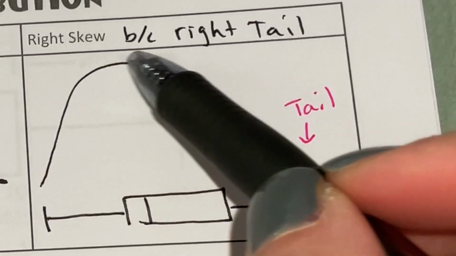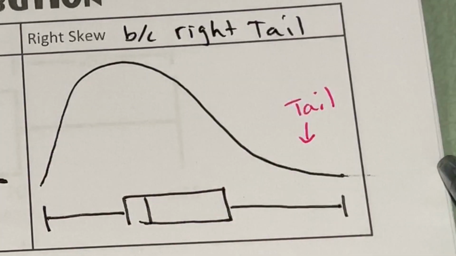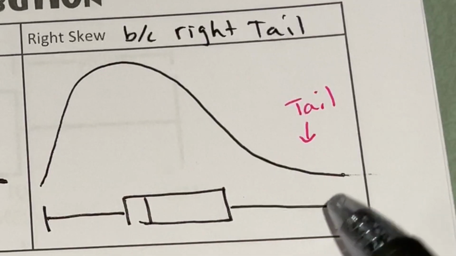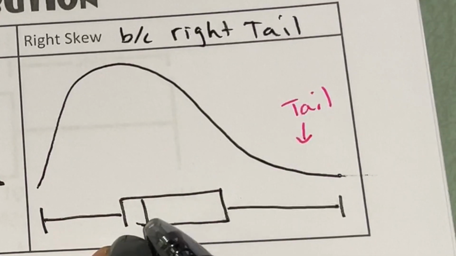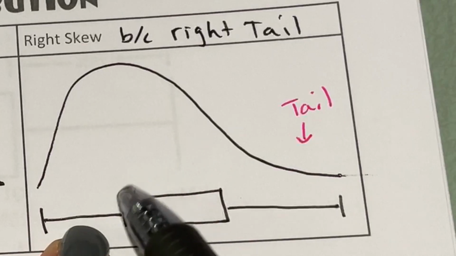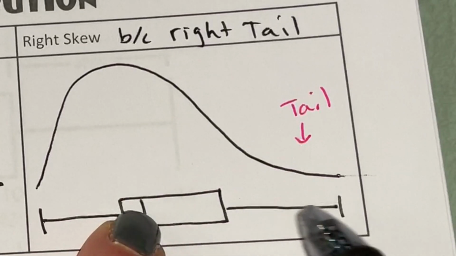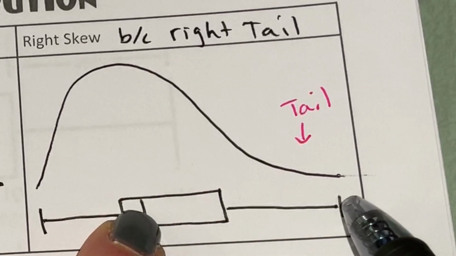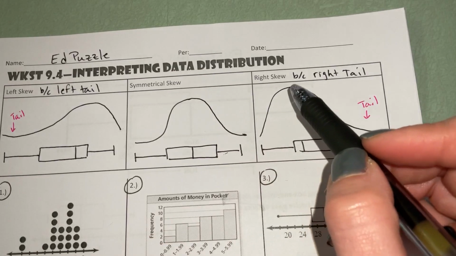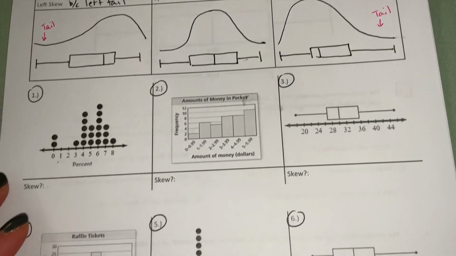So you have a big hump on the left side, but your tail is more towards the right. And the same thing with a box plot. Your median is a little bit towards the left. That's the middle of the box plot. But you have a long right tail, okay? So let's go through. We're gonna do the first 6 on the front together.